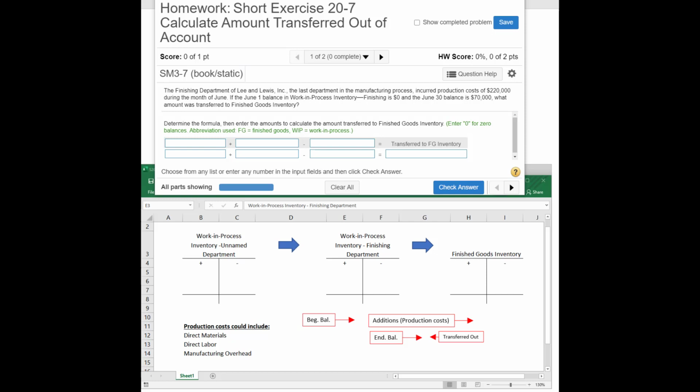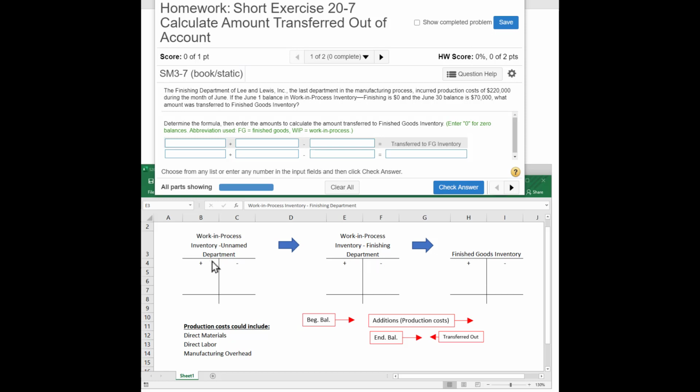Short exercise 20-7. We're going to get practice calculating the costs transferred out of a work in process account. This exercise is easier to do with scratch paper with T accounts. What we've got is two work in process accounts for this company. The first one is an unnamed department, and then this problem is working with the finishing department.